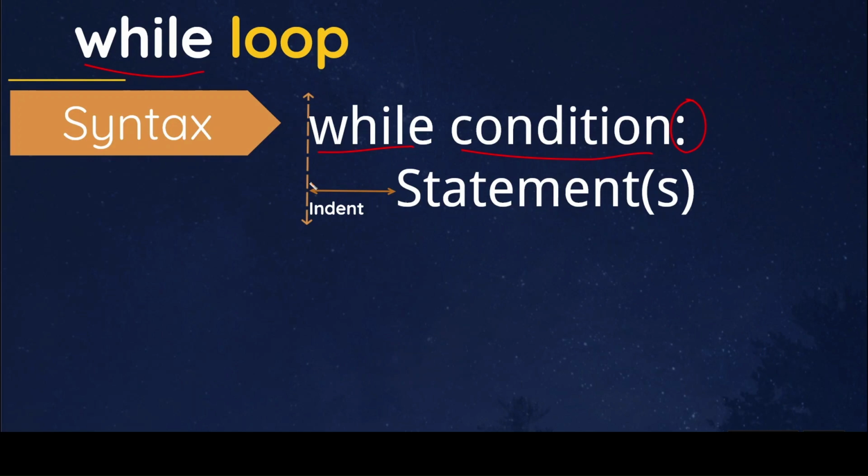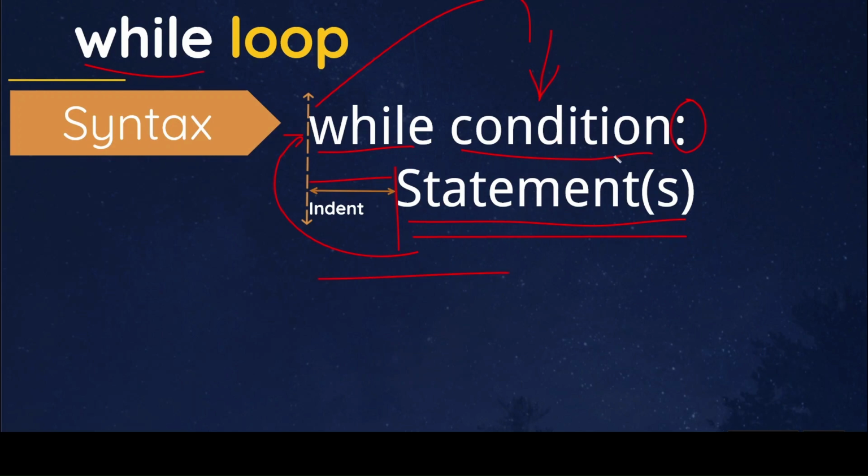Then in a new line, after giving some indent, one or more statements are written, and these statements will be executed only if this condition is evaluated as true. And after executing all the statements inside the while loop, the control of the program will move again to the starting point of the while loop, and the condition will be checked again. In this way, this set of statements will be executed repeatedly as long as the condition is true.